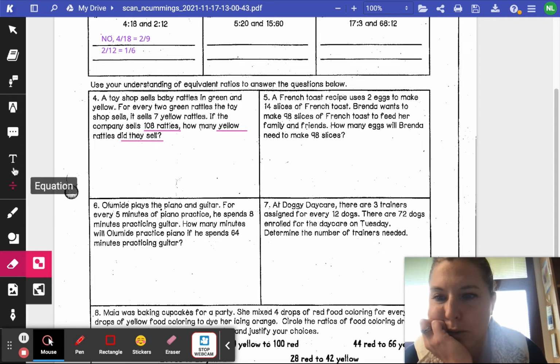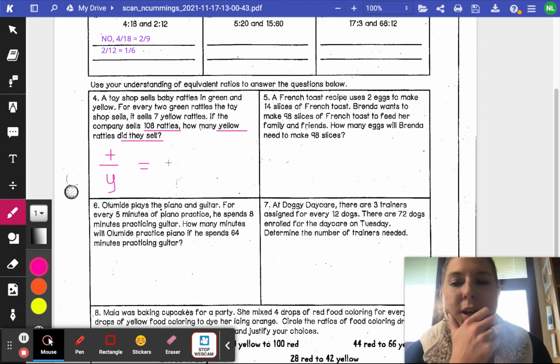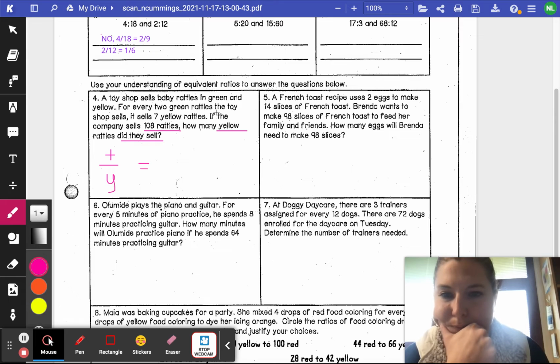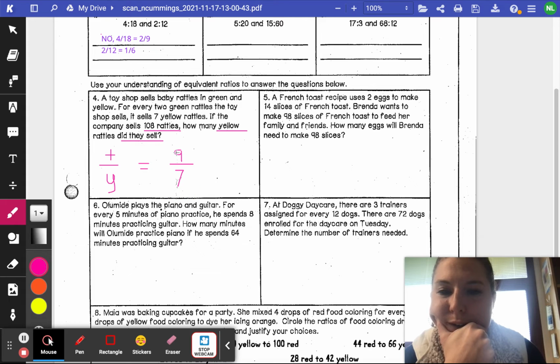So they want total rattles. They want the total number of rattles over yellow rattles. So the total number of rattles, you have to do green and yellow. So you've got 2 green and 7 yellow. So you have 9 total over the yellow. So that's 9 over 7. So 9 total over 7 yellow.